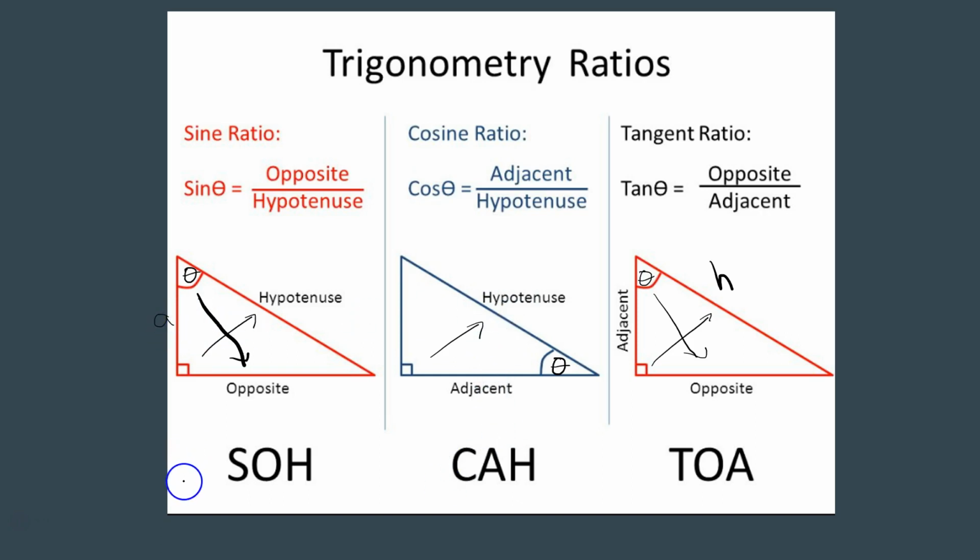So a way to remember all these different ratios without trying to remember opposite hypotenuse, adjacent hypotenuse, is to remember this little acronym here. SOH. So sine is opposite divided by hypotenuse, SOH. Cosine equals adjacent divided by hypotenuse, CAH. Tangent, opposite over adjacent, TOA.